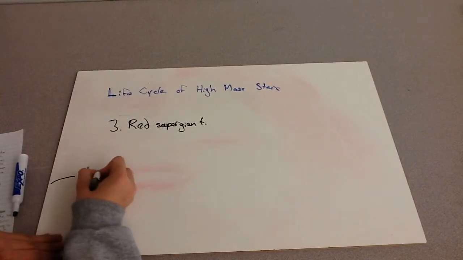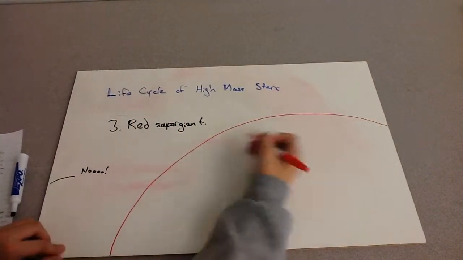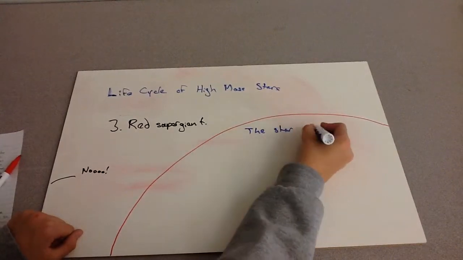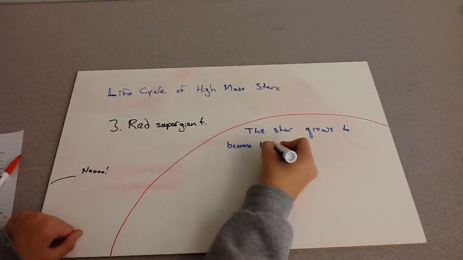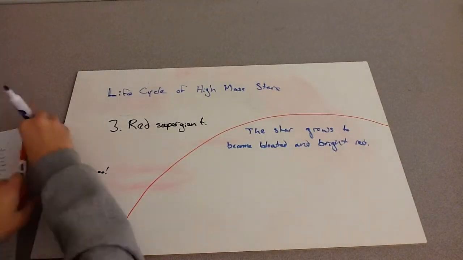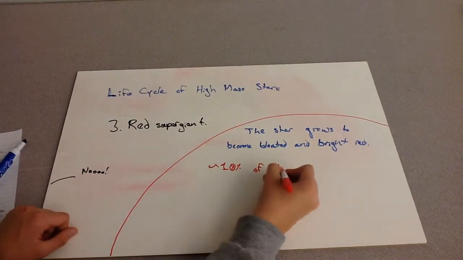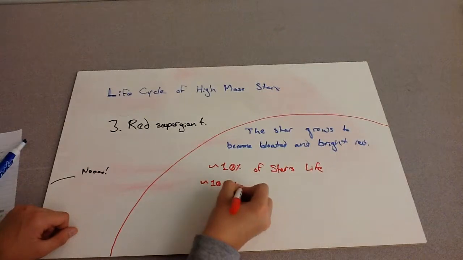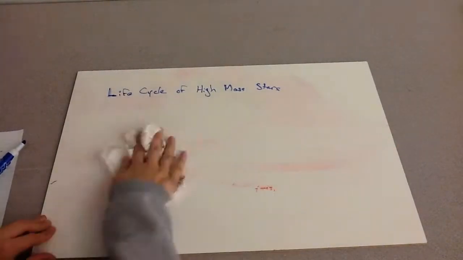After that, it becomes a red giant, just like a low-mass star. It becomes all red and big and bloated and ugly, like small children. Wait, that was just me, never mind. So it's about 10% of the star's life, or 10 million years.